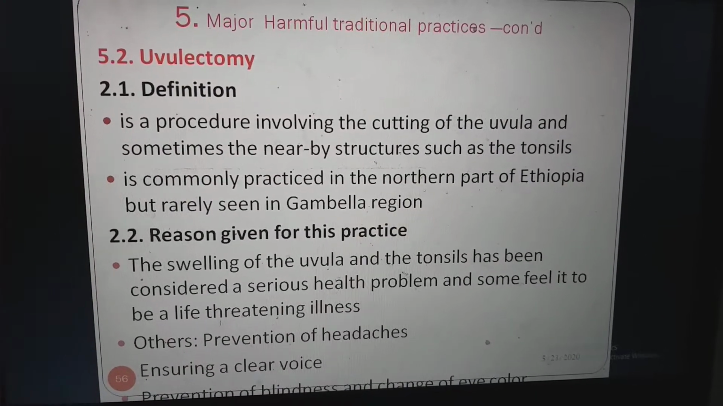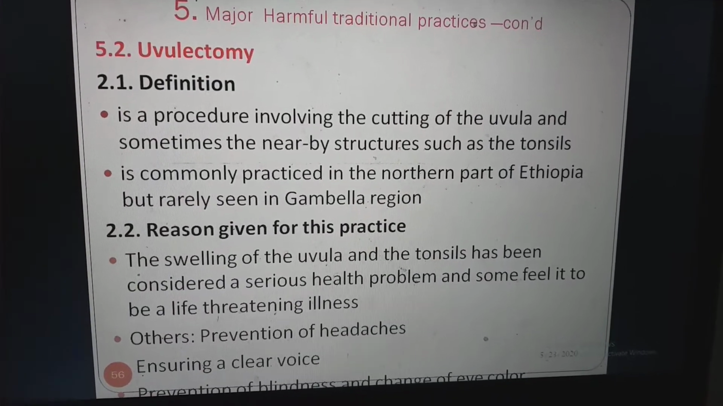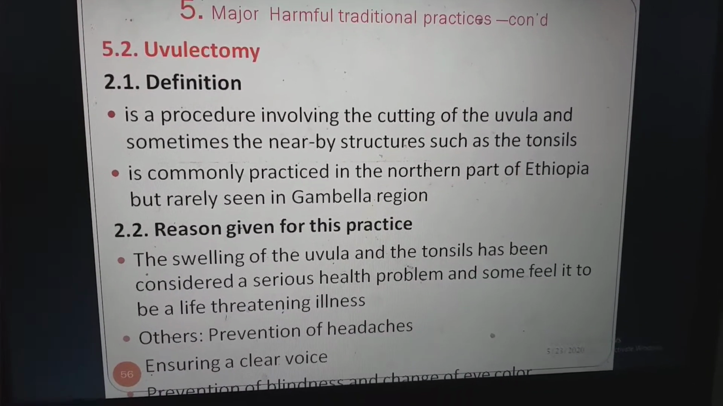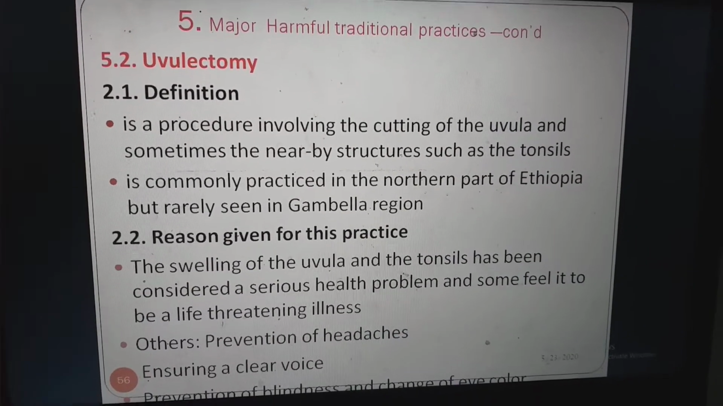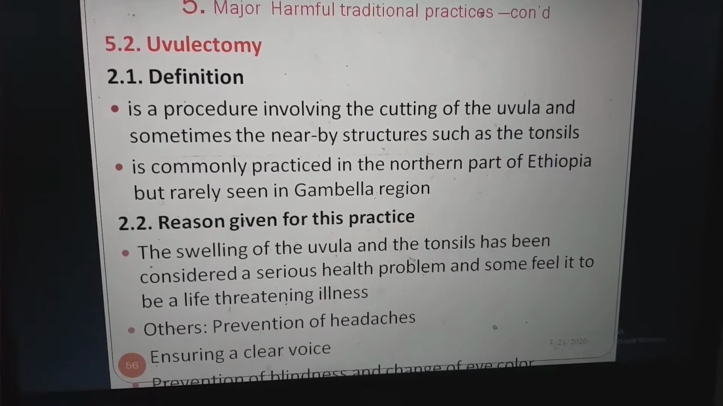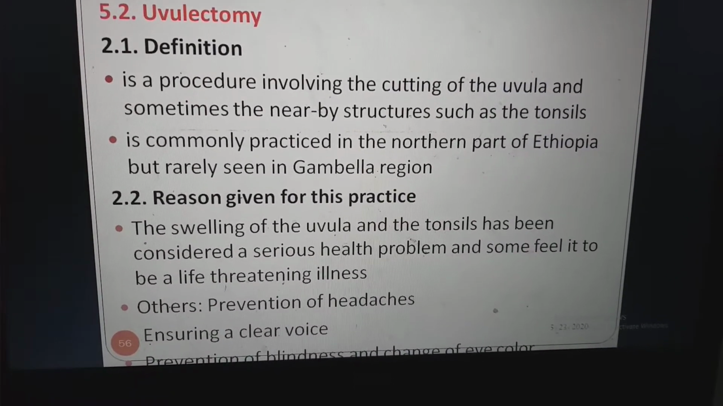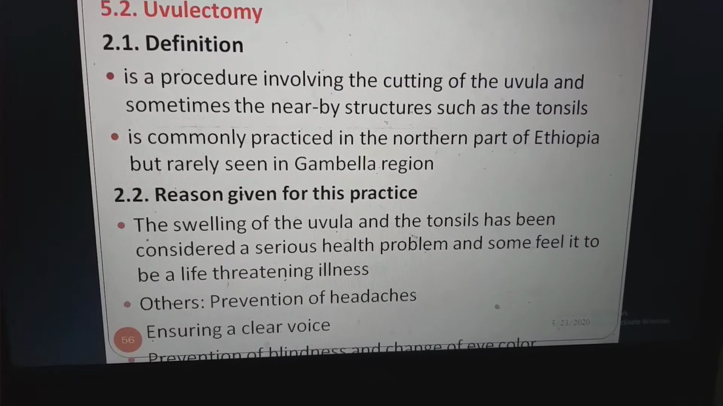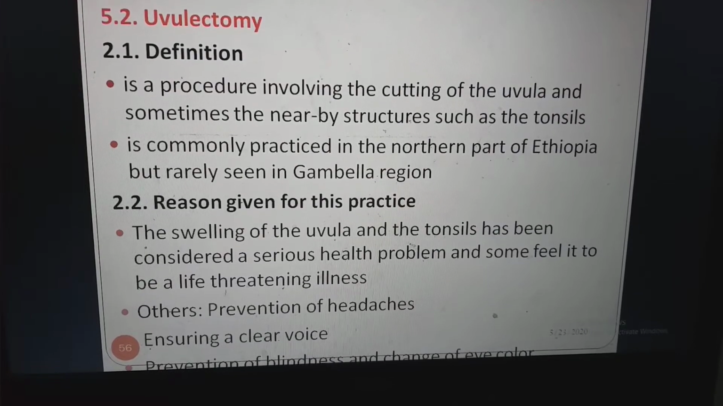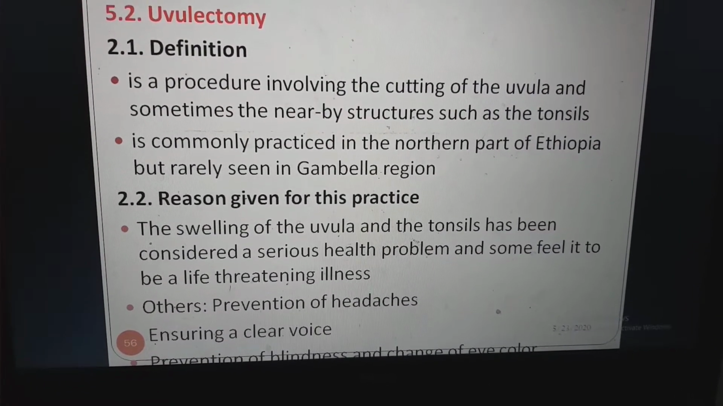The other is uvulectomy. Uvulectomy is a procedure involving the cutting of the uvula and sometimes nearby structures such as the tonsils. It is commonly practiced in the northern part of Ethiopia, for example, but rarely seen in Gambela region. What is the reason given for this practice? First, swelling of the uvula and tonsil has been considered a serious health problem and some feel it to be a life-threatening illness.